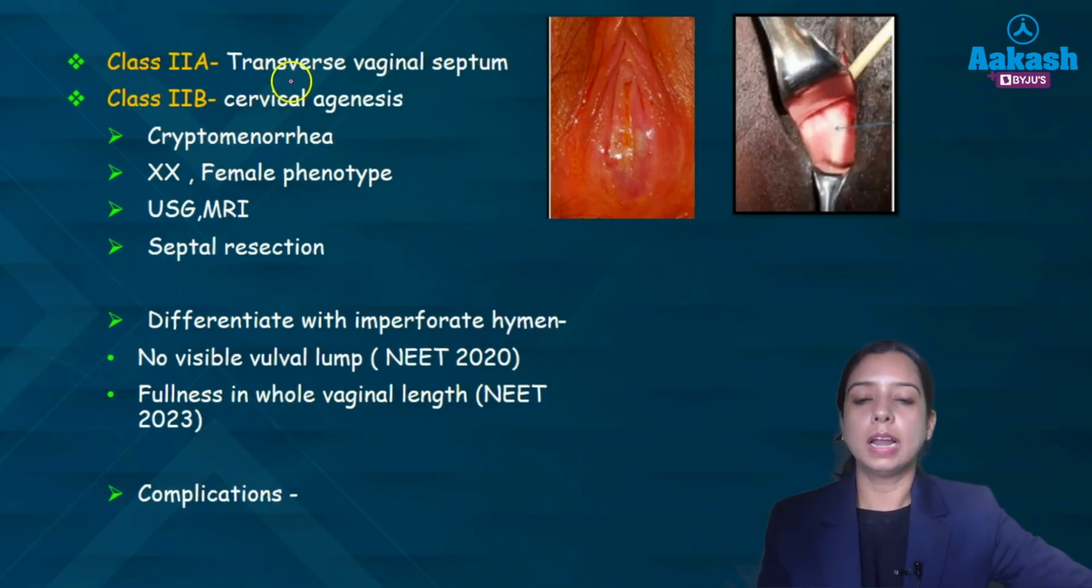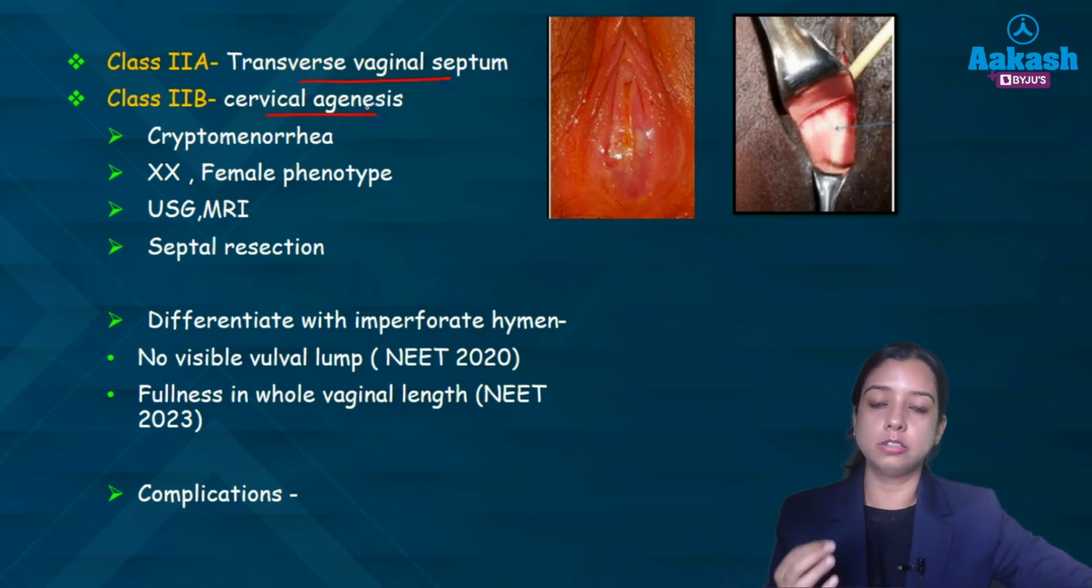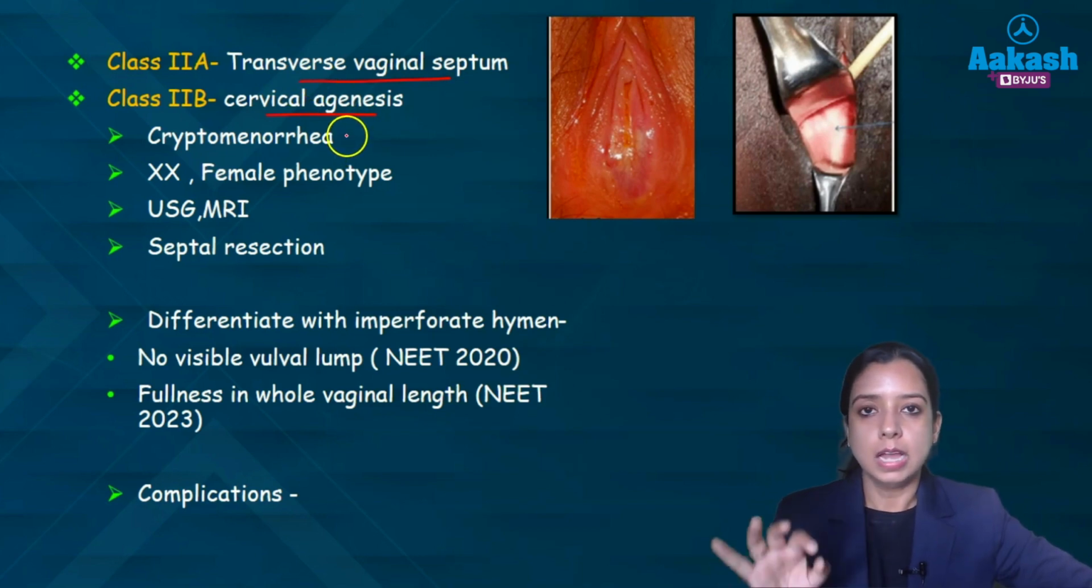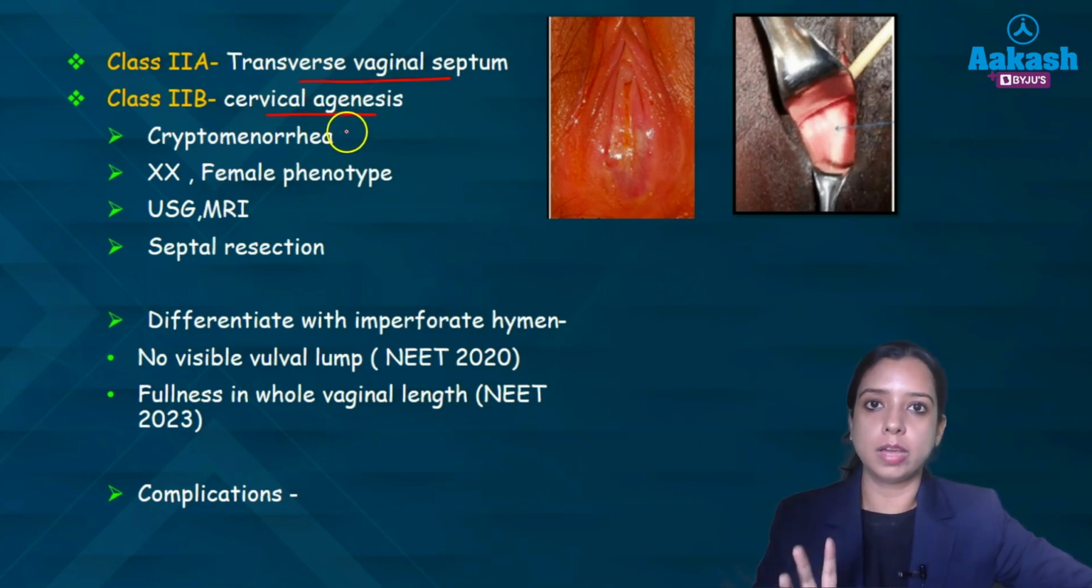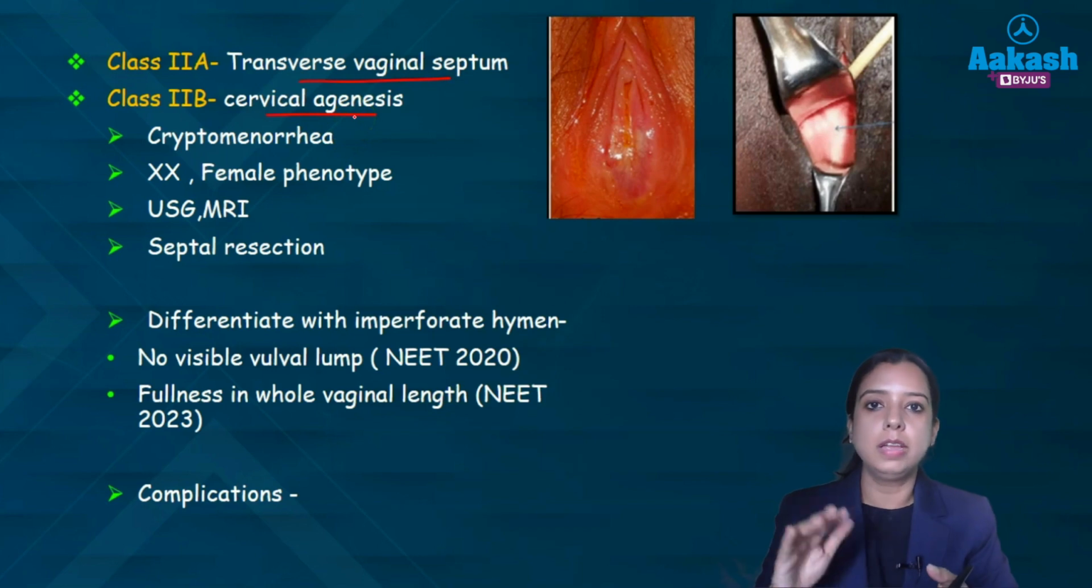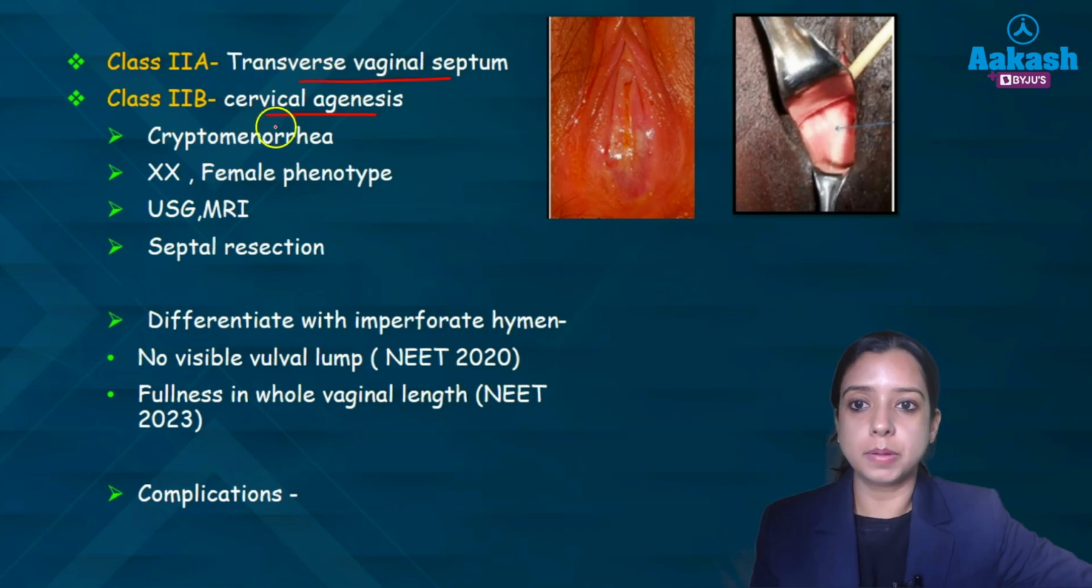Class 2. Class 2 are transverse fusion defects. Eschers does not have this class. So here class 2 has transverse fusion defects, which include transverse vaginal septum and cervical agenesis both. Imperforate hymen is not a Mullerian anomaly. It's not in the class. Hymen is not part of the Mullerian duct. It's an area where the urogenital sinus is meeting the Mullerian tubercle. It is not part of the Mullerian ducts. That is why it is not involved in Mullerian anomalies. Class 2 involves transverse septum and cervical agenesis.